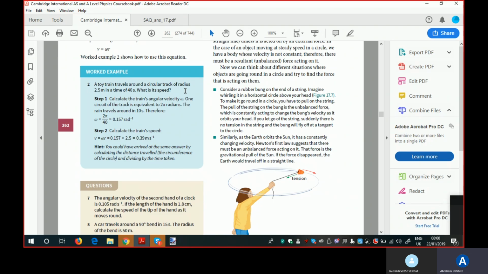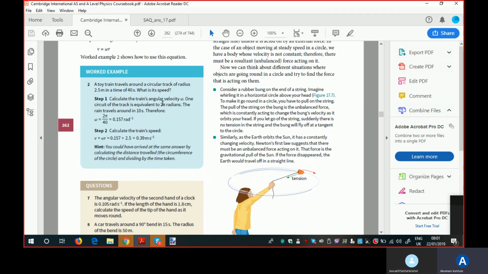Okay, so they have given us the radius and the time, and we are supposed to find the speed. One way of doing this is you can use this equation, omega equals 2 pi over 40. Omega is what? The angular speed. So first we can find the angular speed. They are using that equation around a circular track. So calculate the train's angular velocity.